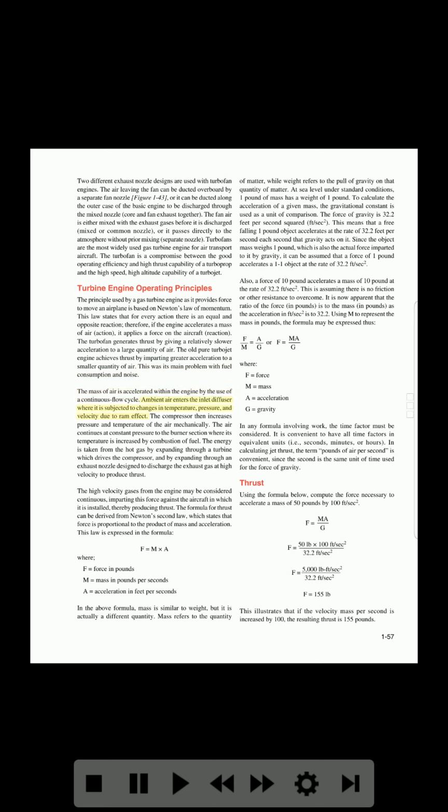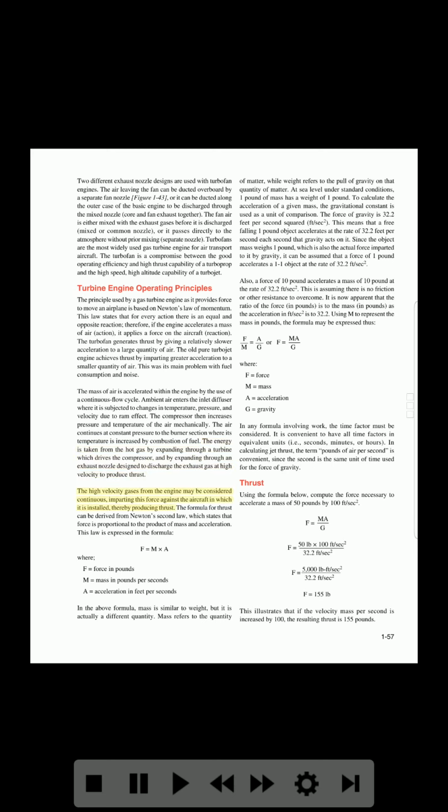Ambient air enters the inlet diffuser, where it is subjected to changes in temperature, pressure, and velocity due to ram effect. The compressor then increases pressure and temperature of the air mechanically. The air continues at constant pressure to the burner section, where its temperature is increased by combustion of fuel. The energy is taken from the hot gas by expanding through a turbine which drives the compressor, and by expanding through an exhaust nozzle designed to discharge the exhaust gas at high velocity to produce thrust.